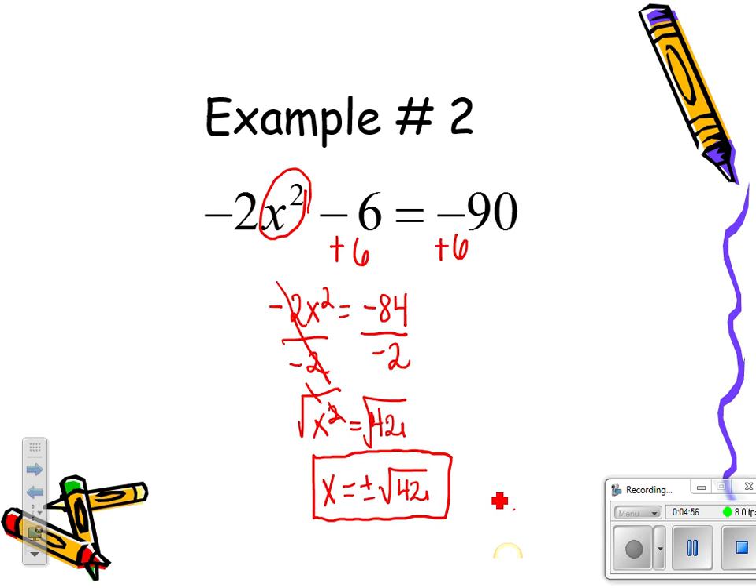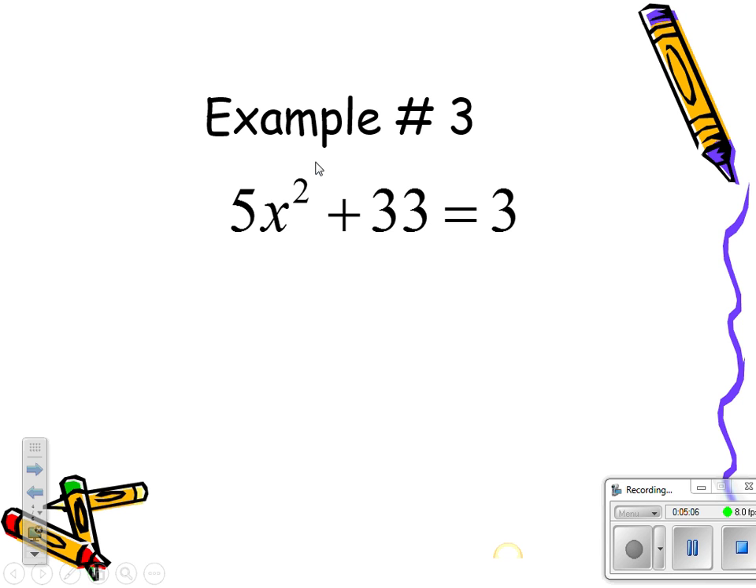So sometimes you can break down your number, your radicand, and sometimes you can't. But remember, we still have a plus or minus because we should have two solutions. All right, let's try another one.